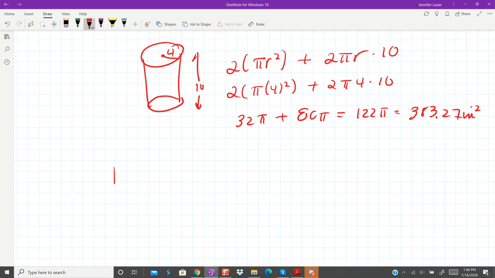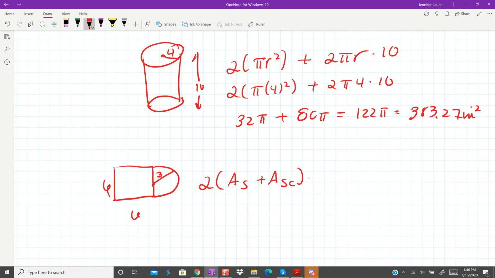All right, let's try one a little bit different. Let's try something like this. This has got a couple shapes to it. We have a square here, and then we have a semicircle. So again, 2 times the area of the base. Well, the area of the base is the area of a square plus the area of a semicircle. So plus the perimeter of the base, times the height.